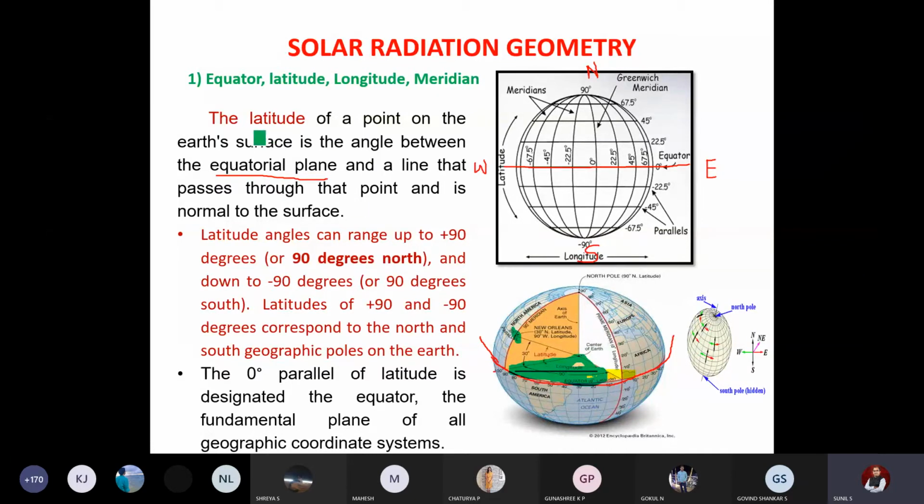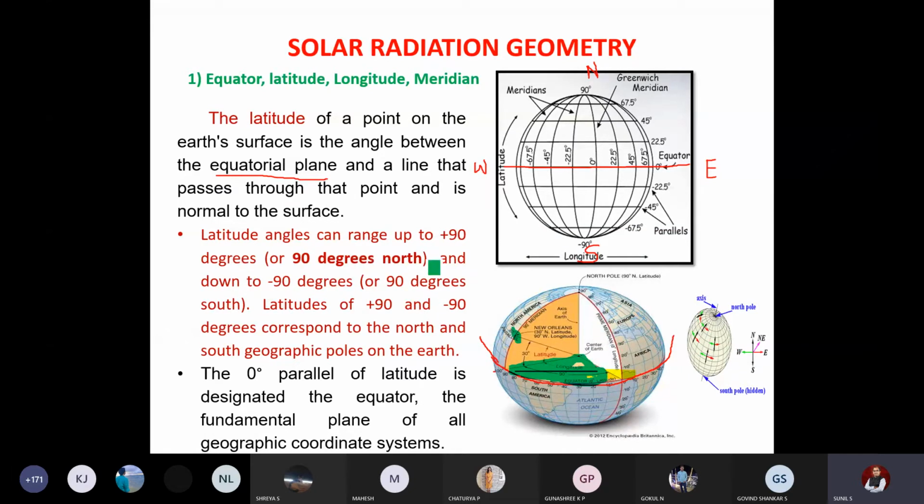So once again I'll repeat, the latitude of a point on the earth's surface is the angle between the equatorial plane and the line that passes through that point. So you have to find the location of this point. A line is passing through this point and is normal to the surface. So this is the latitude of that location.